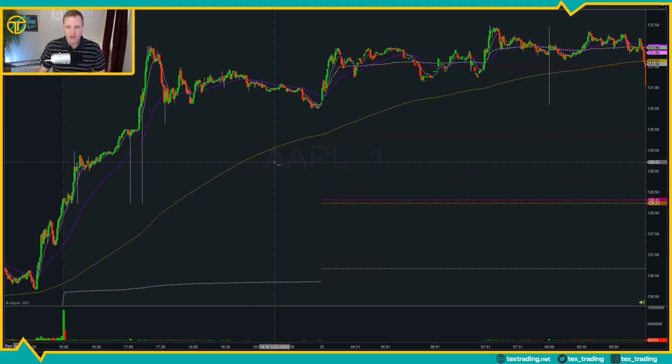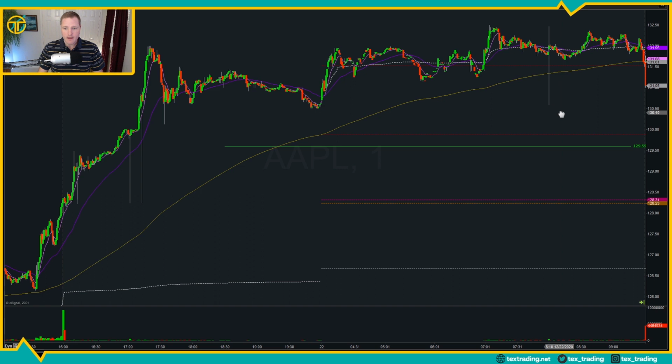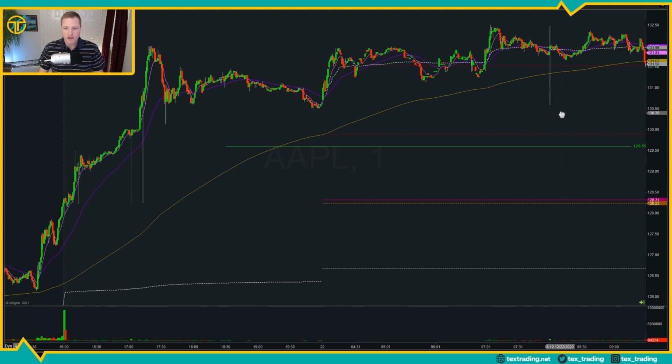So let's throw a line on here just around that area. Close enough. Okay, so there's that swing high from the daily chart right there. You can see from where Apple's opening, that's quite a ways away. I think Apple opened here, something like that. So you can see that's quite a ways away.